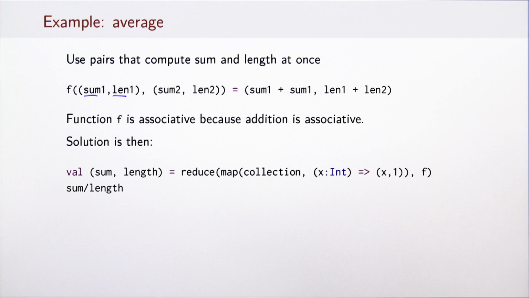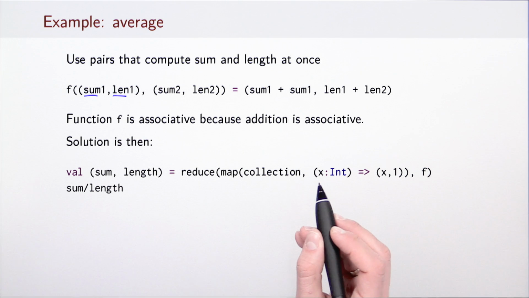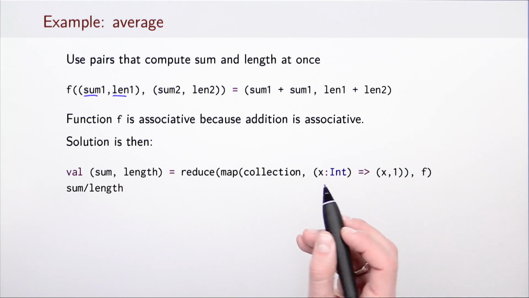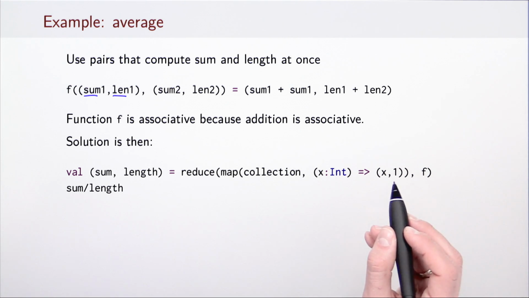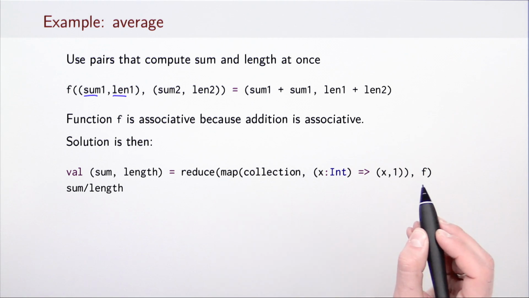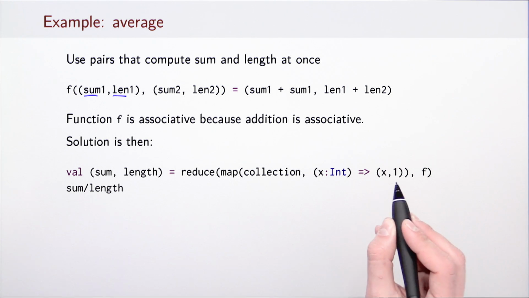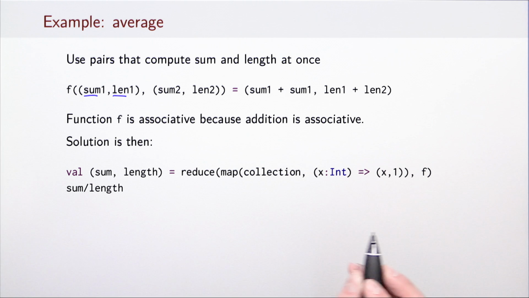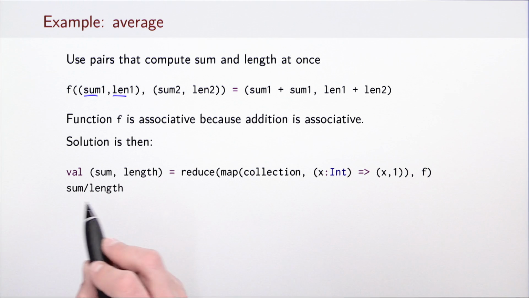To get the effect of computing sum and length, we can then map the collection consisting of some elements by taking element x into a pair of that same element x and 1. So this 1 will be there in order to compute the length. Then we reduce the resulting expanded collection with function f that was defined before. So we'll be adding up all the elements x, we'll be adding up all the ones. What we will obtain at the end is a pair of the sum and the length of the collection, so we can again compute sum divided by length.